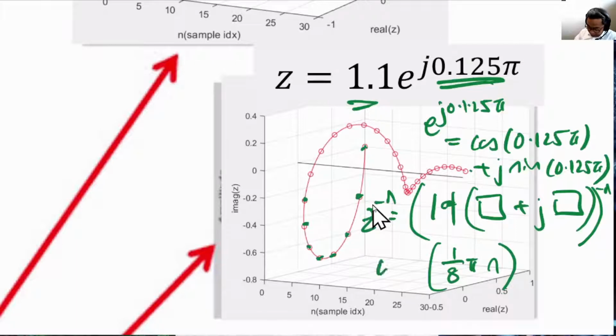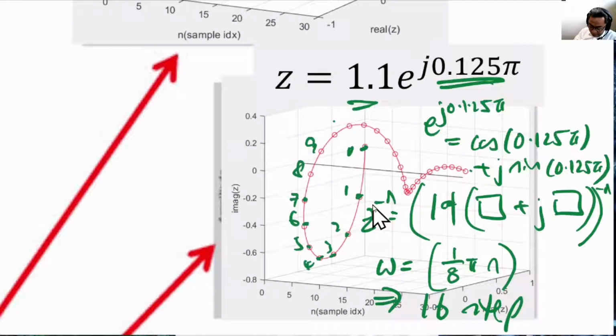And it is rotating with omega equals 0.125π, which is π over 8 per step, implying that it will take 16 steps to complete a cycle. So if you count 0, 1, 2, 3, 4, 5, 6, 7, 8, 9, 10, 11, 12, 13, 14, 15, 16, then it repeats again. So the omega tells us how fast the complex exponential is rotating. It will take 16 steps to complete 2π.